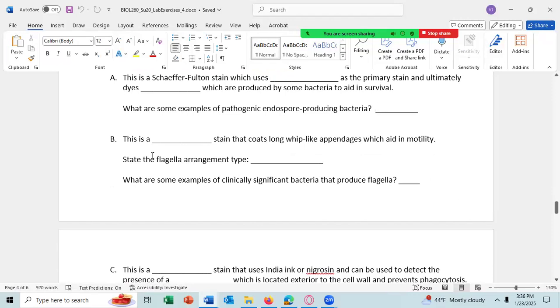And then for 5B, B1, this is what stain, so name the stain, that coats long whip-like appendages which aid in motility. And then for 5B2, state the flagella arrangement type. Right there. And then 5B3, what are some examples of clinically significant bacteria that produce flagella? And that is discussed in the lab module.